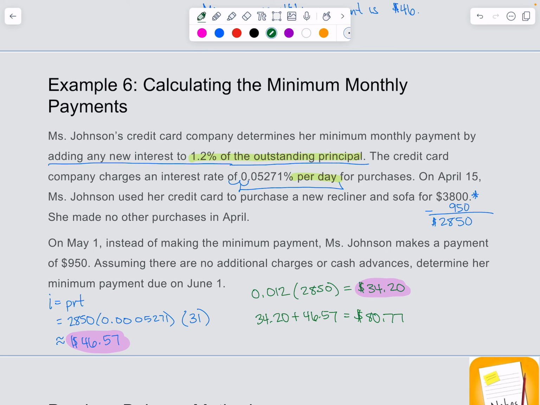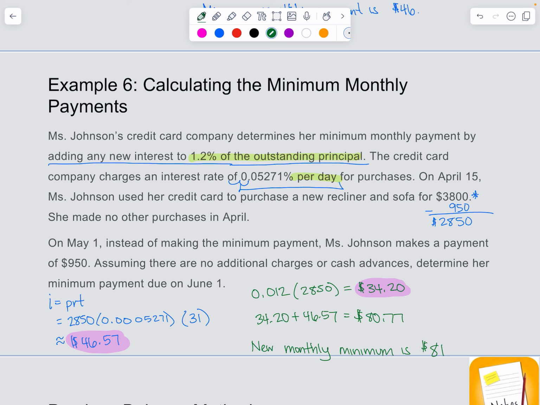Okay, so this is showing us that her new monthly minimum payment is going to be $80.77, so I'm going to say $81 on June 1st. Okay, June 1st comes and she's going to need to pay at minimum $81.